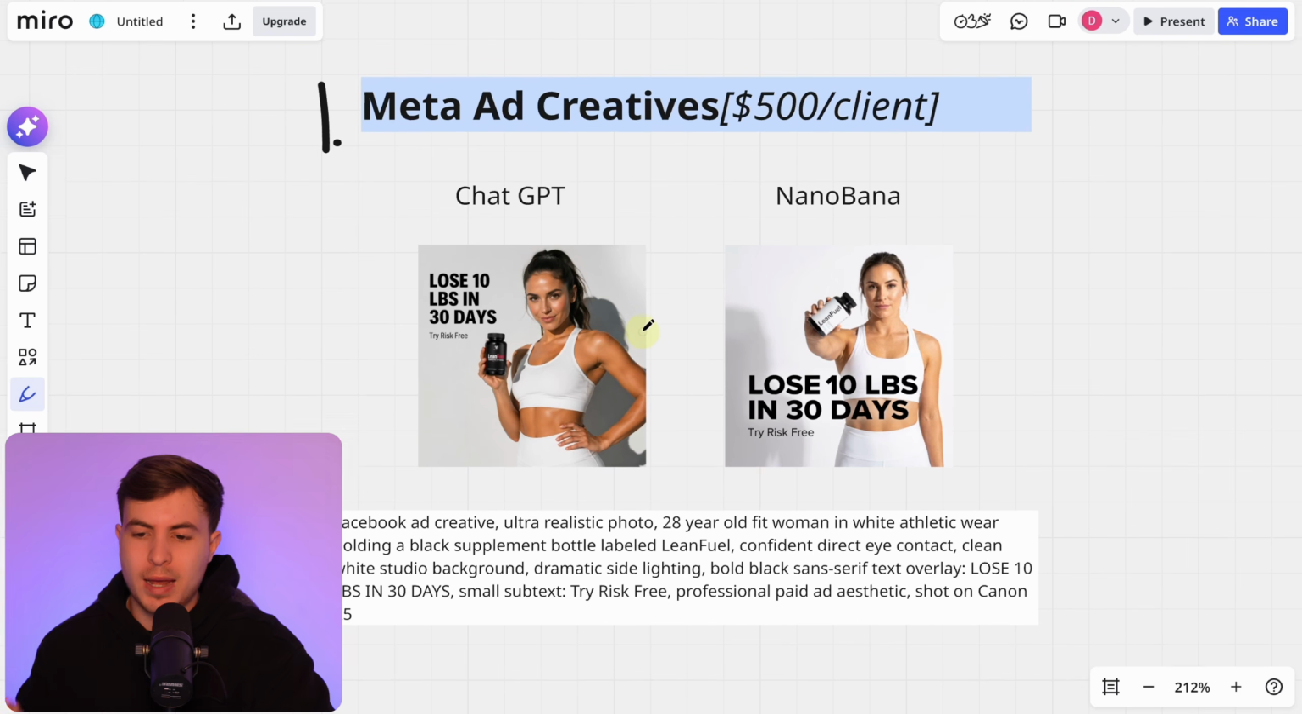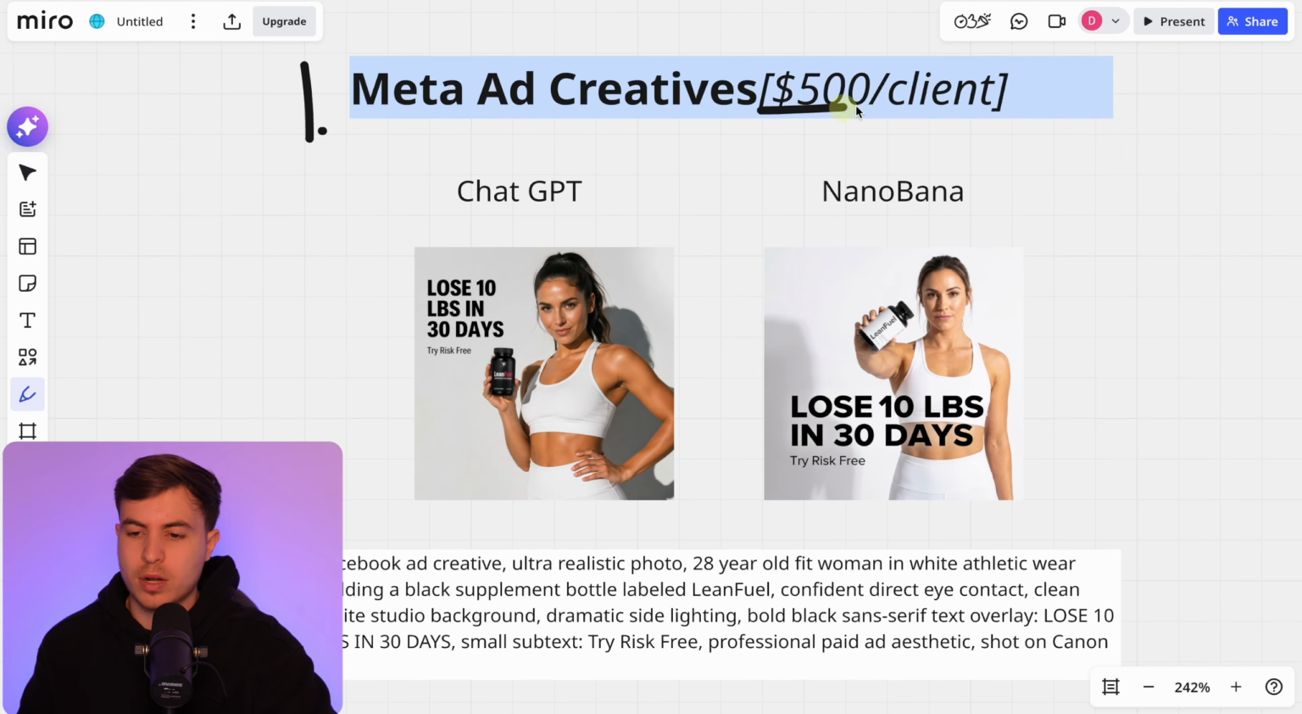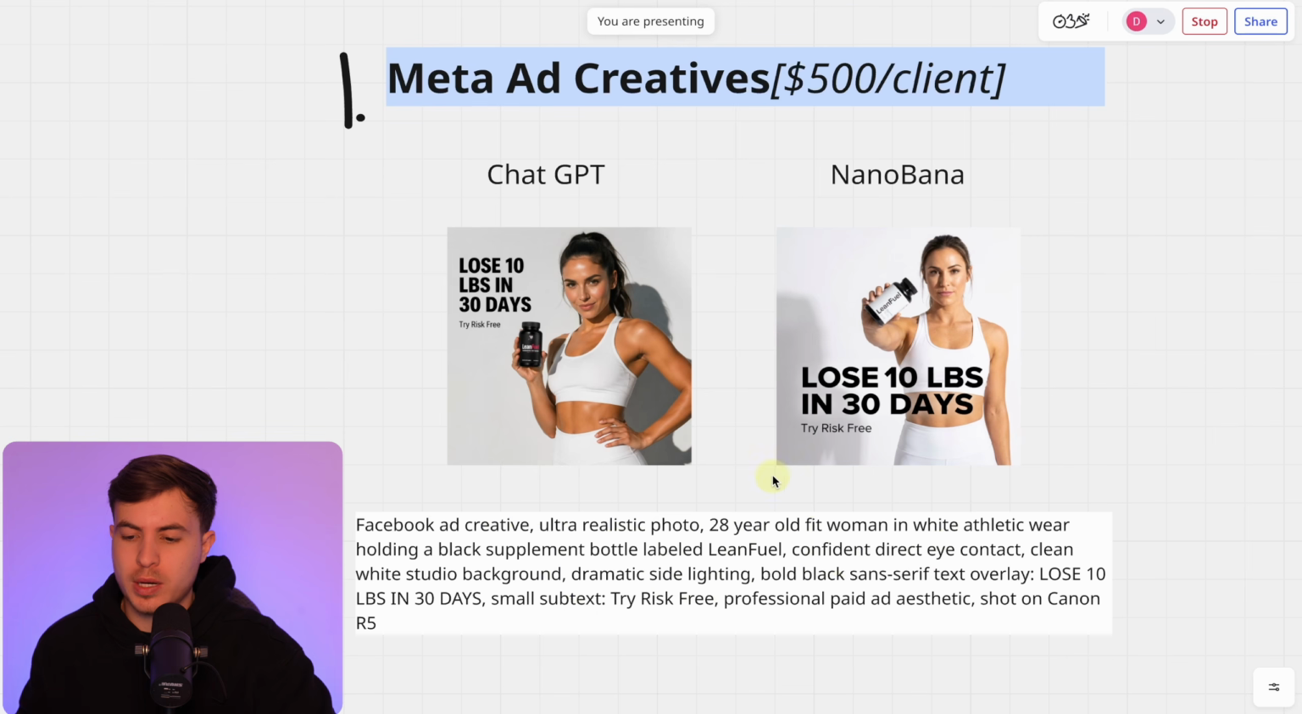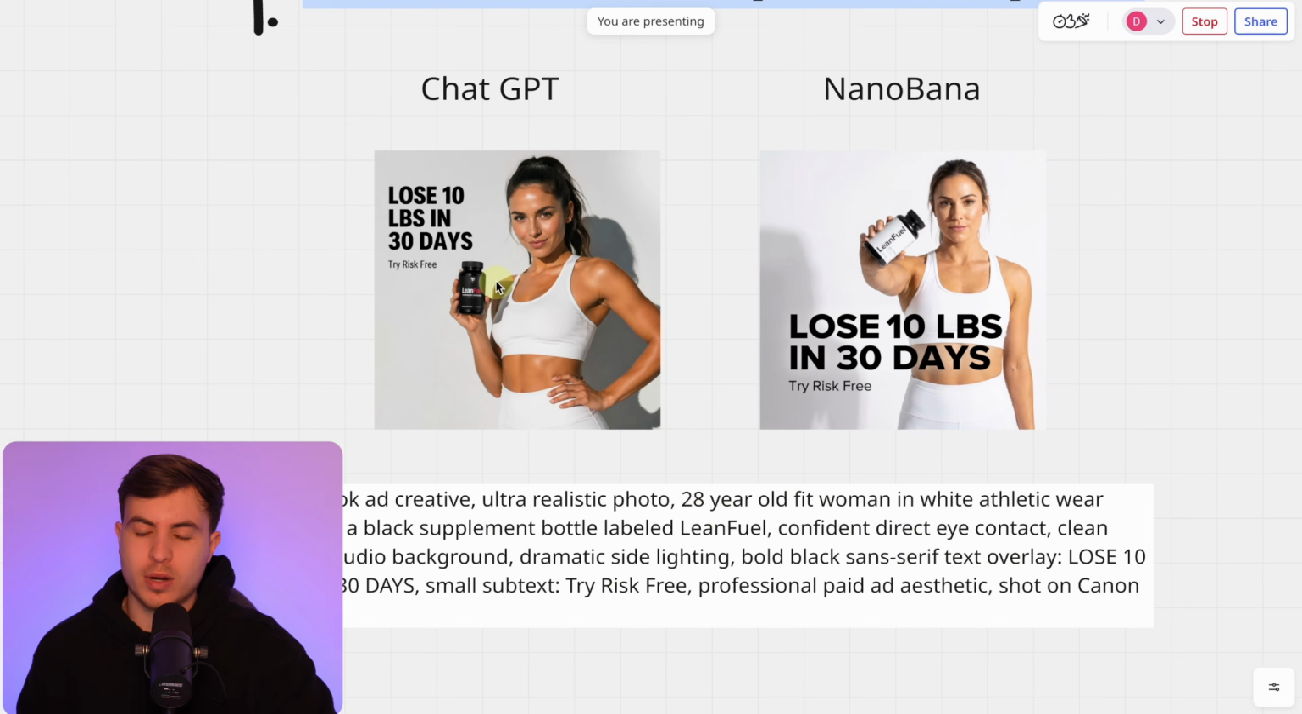First one is meta ad creatives. I said that you can charge $500 a client. I have a friend of mine who's making 2 to 3K a month simply uploading very simple images and videos for e-com brands. The prompt here was a 28-year-old fit woman in athletic wear holding a black supplement bottle labeled lean fuel. And then in the prompt, we also wanted a text overlay for lose 10 pounds in 30 days.